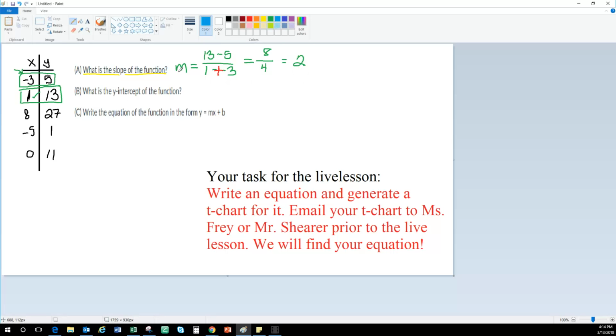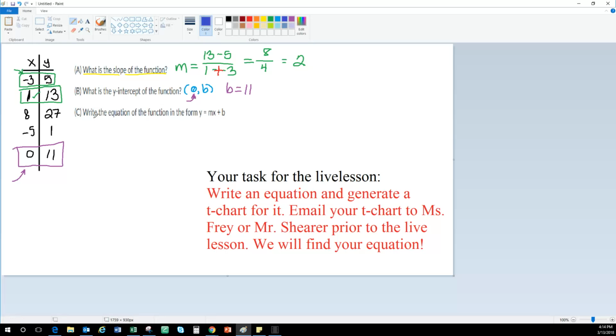Part B, it says, what's the y-intercept of the function? What we should remember about this is that the y-intercept is always the coordinate that has 0 as its x-coordinate. So if I look back at the chart, I see that the very last point they give me, 0, 11, 0 is the x-coordinate. This means that my b, my y-intercept, is 11. It's the corresponding y value.